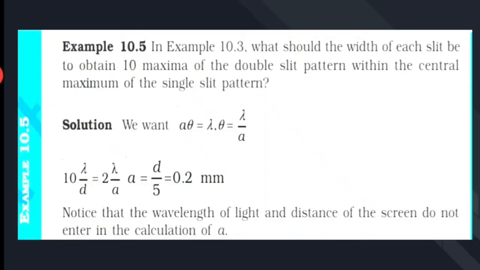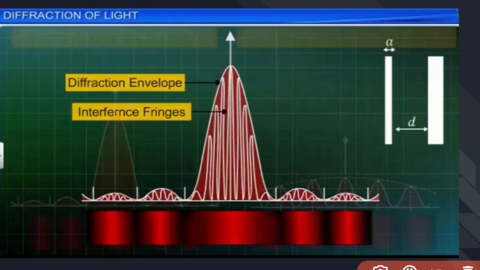Now for that concept, we have an example from the textbook: what should be the width of each slit to obtain 10 maxima of the double slit pattern within the central maximum of the single slit pattern? You are asked to find the width of each slit so that within the central maximum of the diffraction pattern, there are 10 fringes of the interference pattern.